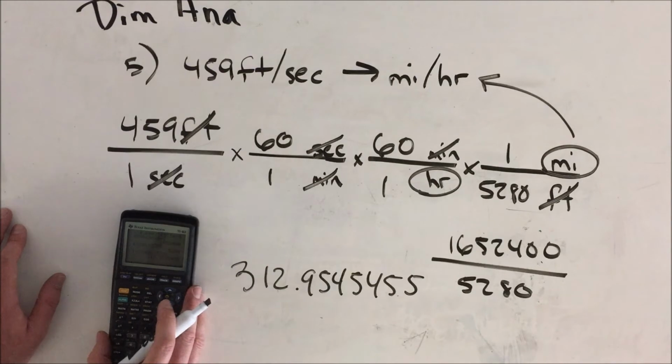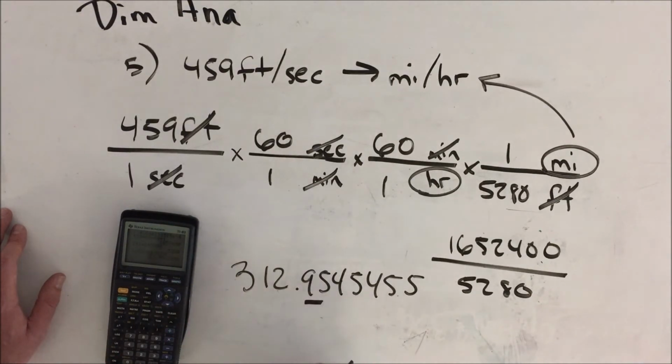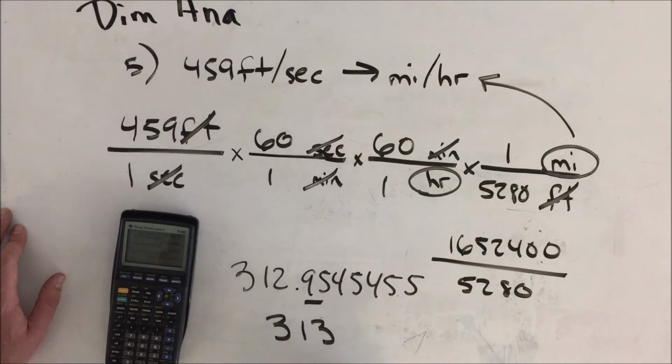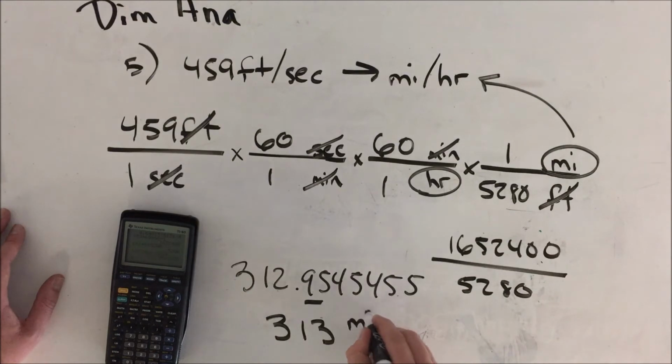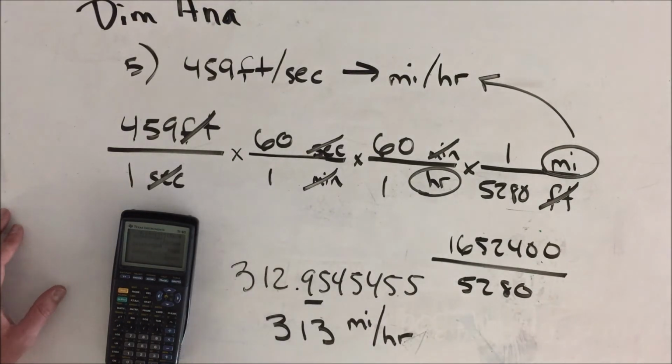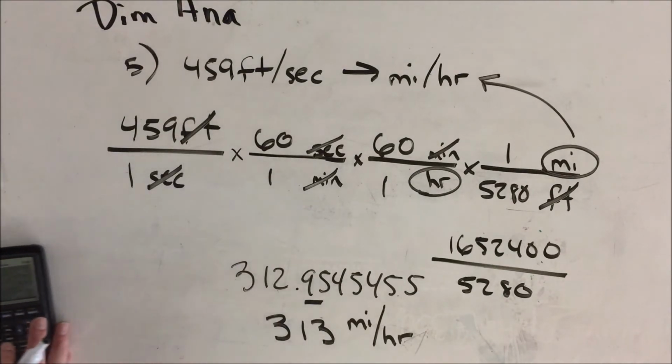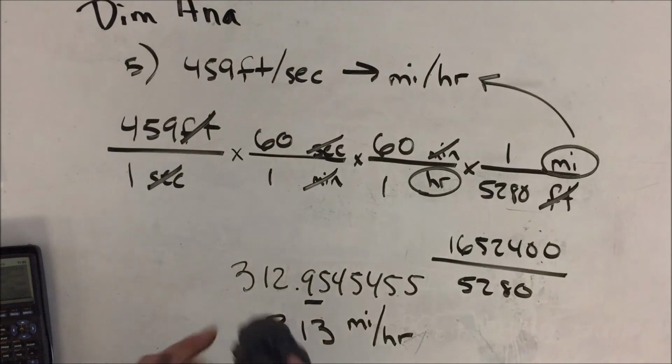Again, I reference my first given, and that was in 3 sig figs, so I have to round this to 3 sig figs. I go to my fourth, and I say, does my 9 round up my third sig fig, which is a 2? It does. So I'm rounded to 313, 3 sig figs, and miles per hour. So that's how you do a not a two-step, but a 2-unit conversion dimensional analysis problem.